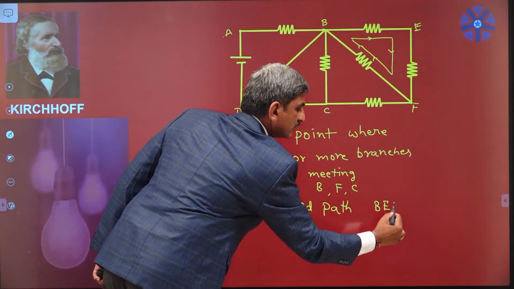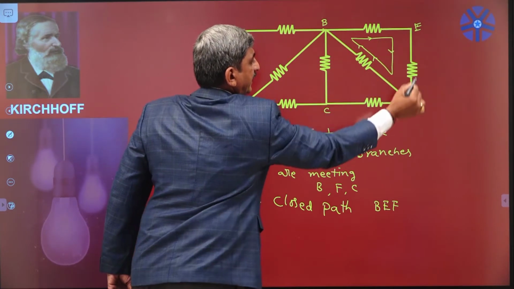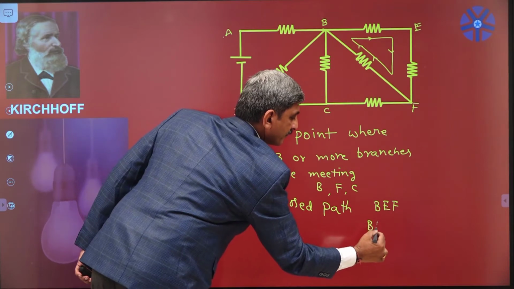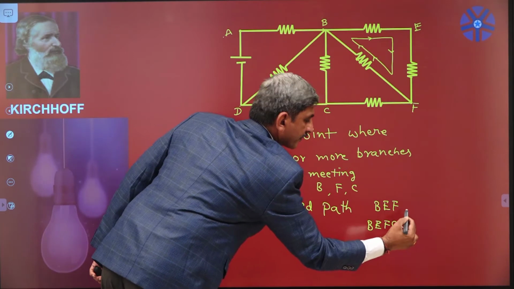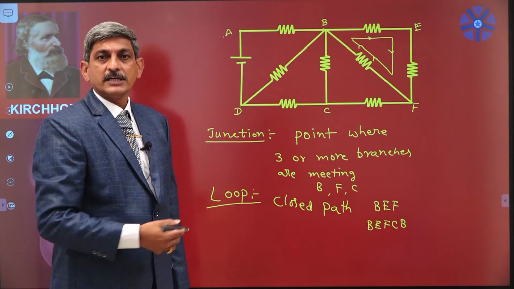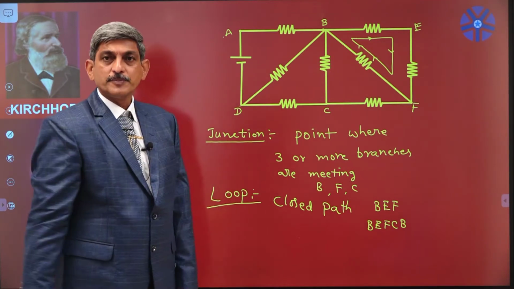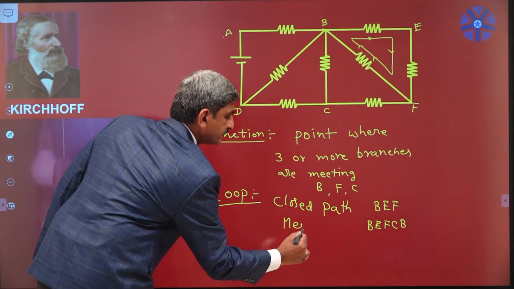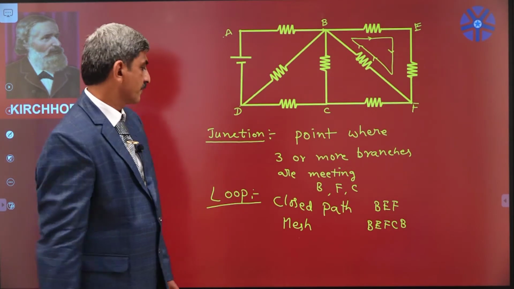Identify one more: B, E, F, C, B. Like this, in the given electrical network, we can identify number of loops. Loop is nothing but a closed path. Sometimes it is also called as mesh.